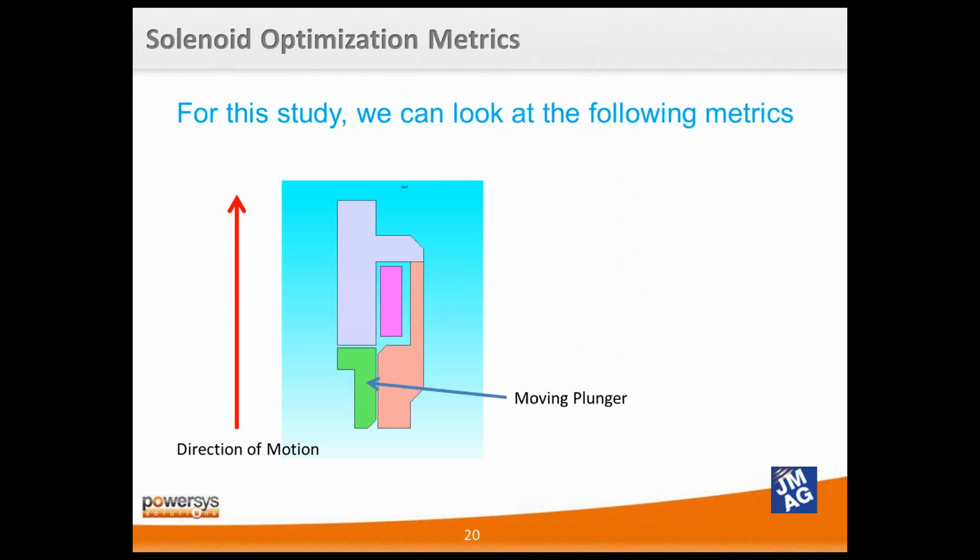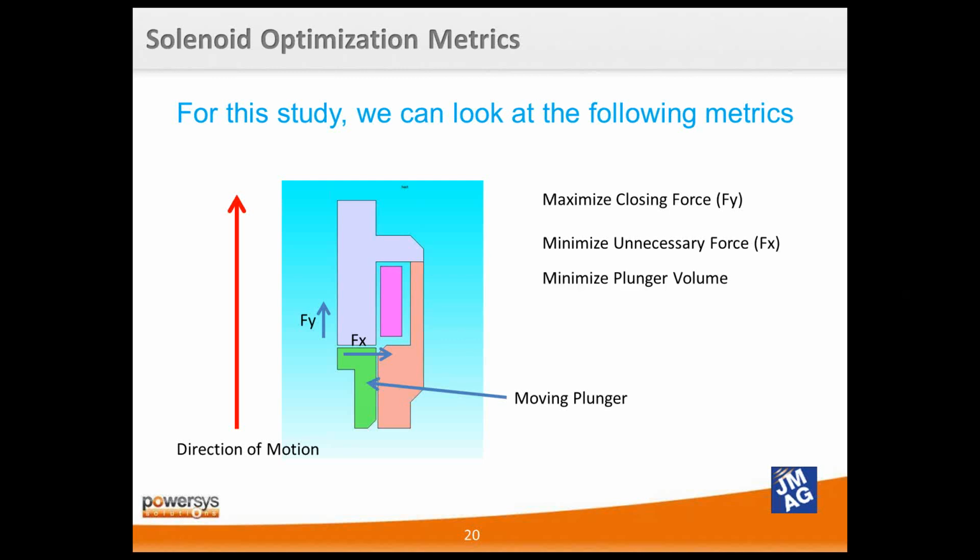The optimization metrics that we're going to look at for this analysis are, we're going to try to maximize the closing force, which is our force in the y direction, our force that is in the direction of motion for the plunger. We're going to try to minimize an unnecessary force. So our X force isn't really useful to the overall performance of the machine. It's just kind of an extraneous force that we'd have to deal with in the mechanical connections. And we're also going to try to minimize the plunger volume. So effectively, we want to generate the most efficient plunger design possible to maximize the closing force and minimize that unnecessary force.